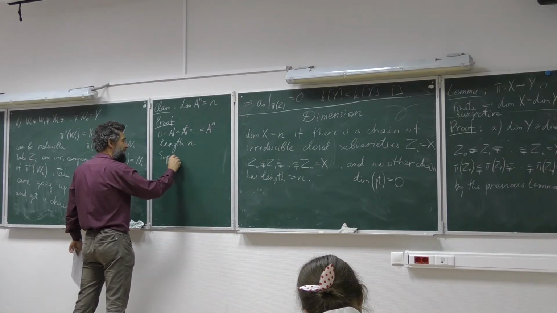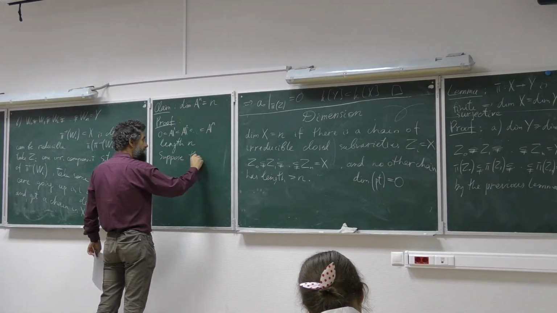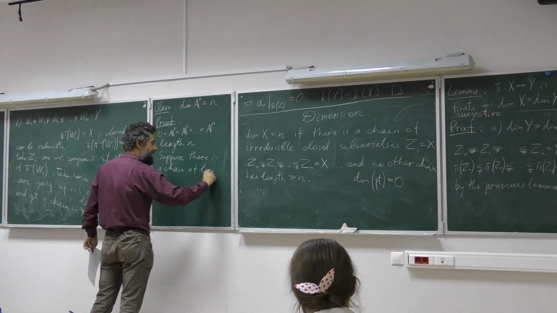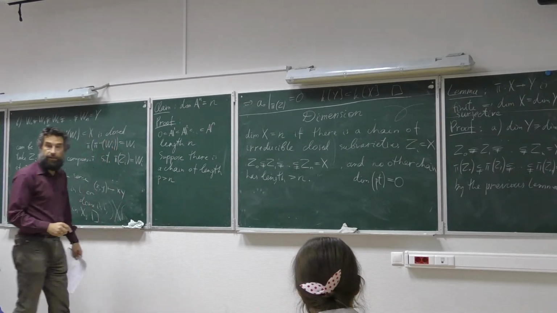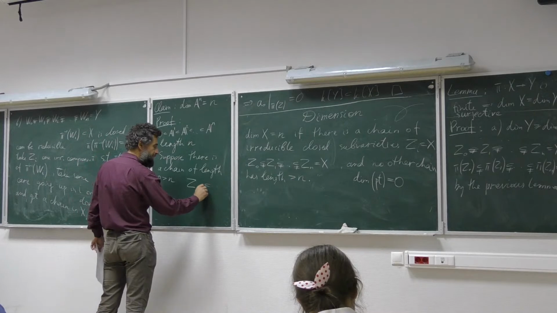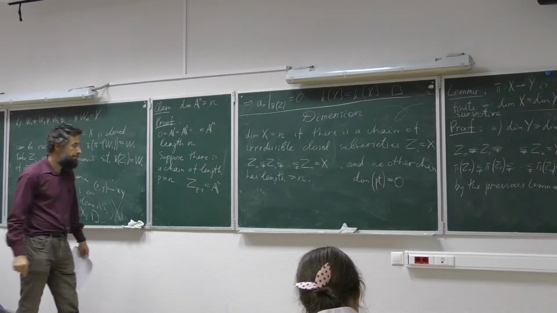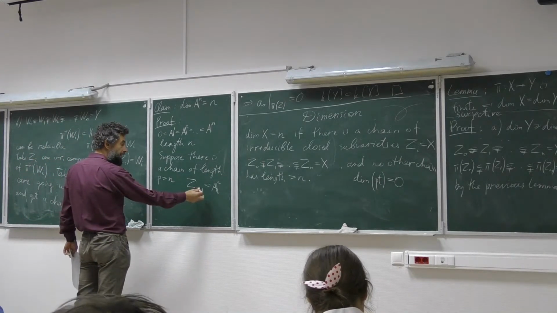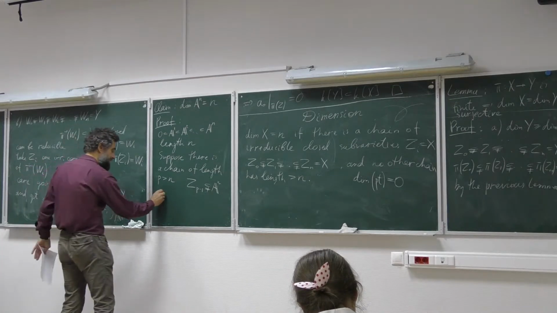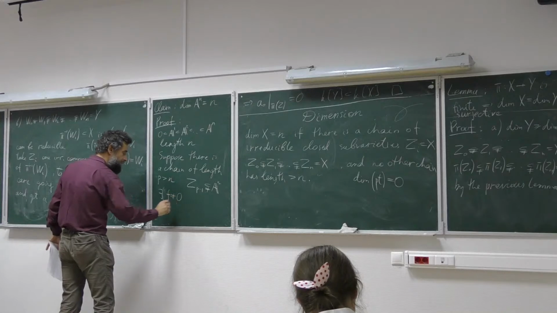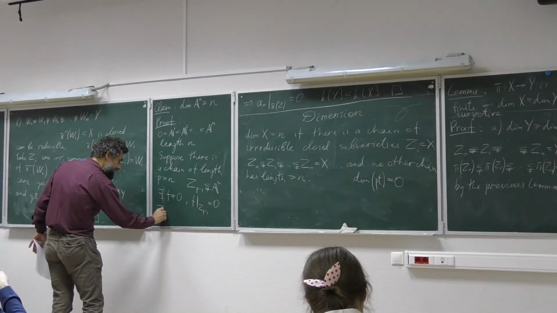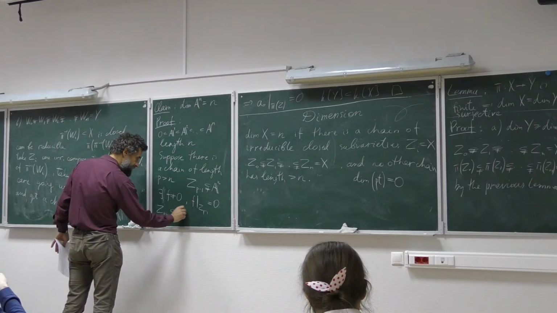So suppose there is a chain of length, say, p strictly bigger than n. Okay, then it has Z_{p-1}, an irreducible subvariety in A^n. Okay, and so it is not equal to A^n. So there is a function that vanishes on this Z_{p-1}. So there is f which is not 0, and f restricted to Z_{p-1} is 0. So in other words, Z_{p-1} is a closed subvariety in the zero set of f.